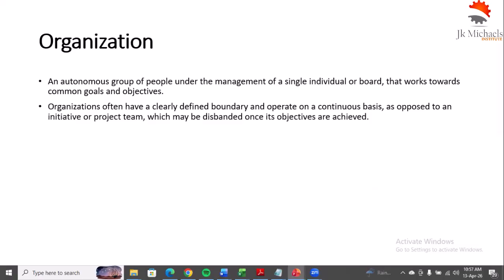Now, that's the enterprise, and then we have organization. An organization is an autonomous group of people under the management of one single individual or board.